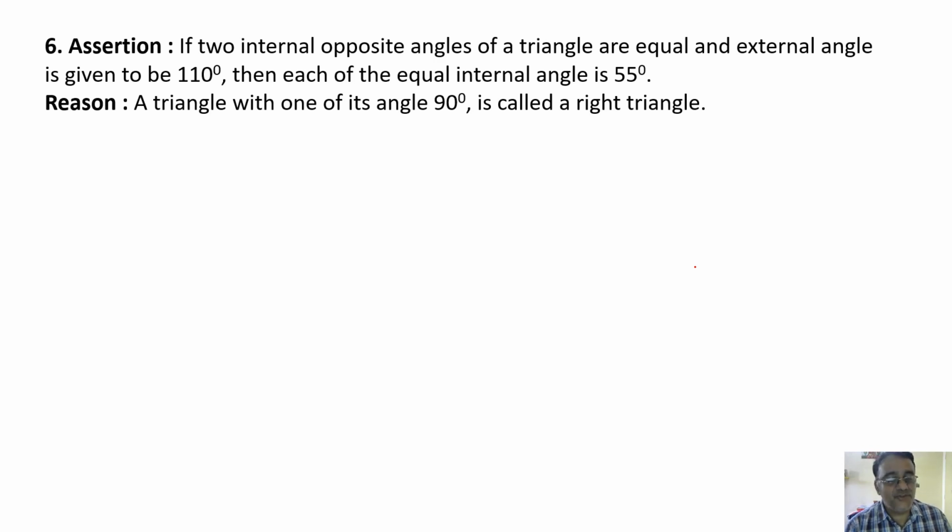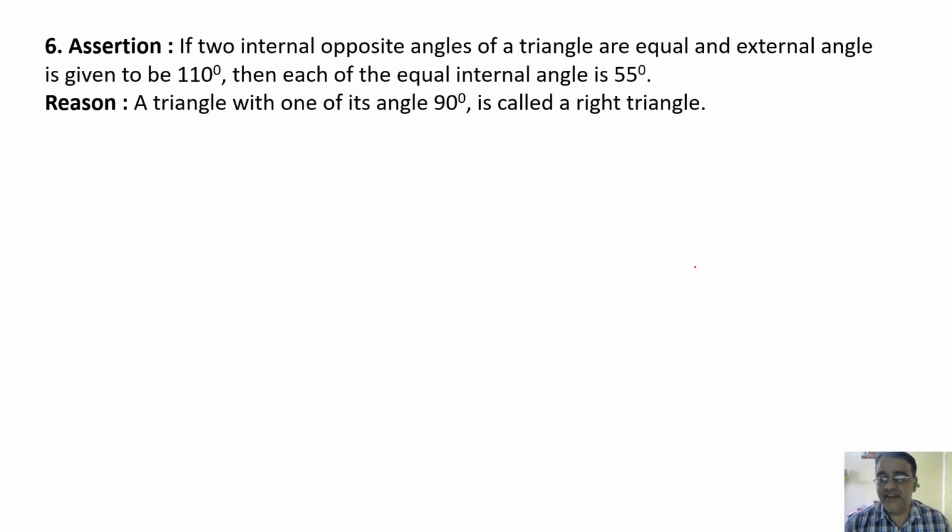So जो reason में जो statement दिया वो correct है कि wrong है बताओ. A triangle with one of its angle 90 degree is called a right triangle. True, sir. True, right. अब लेकिन वो जो definition जो दिया हुआ right triangle का वो assertion में कोई use नहीं है उसका. ठीक है. Now we have to check whether assertion is correct or not.